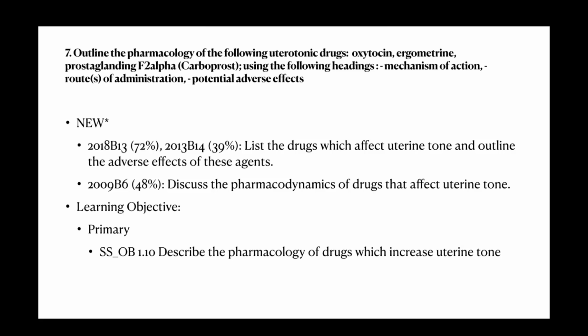But I think the new component here was the routes of administration and to explain why those drugs had certain routes of administration. And I think that's a pharmacokinetic effect, which is not required in those two questions, which is why I've classified it as a new one. The learning objective, primary SSOB 1.1: describe the pharmacology of drugs which increase uterine tone.